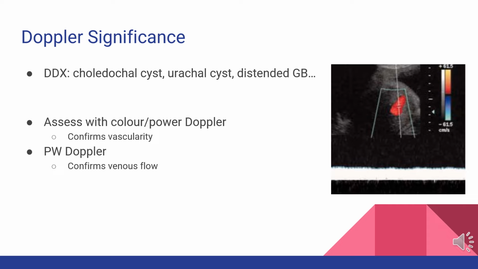The differential diagnoses include choledochal cysts, urachal cysts, distended gallbladder, stomach and ovarian cysts, and more. Therefore, it is important to assess any cystic lesion with color or power Doppler to rule out any differentials. Color or power Doppler can confirm vascularity. PW Doppler can also be used to help confirm venous flow.